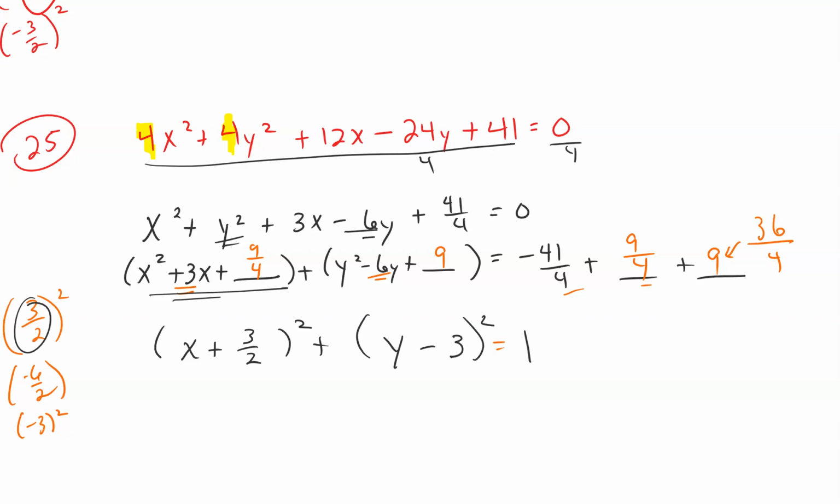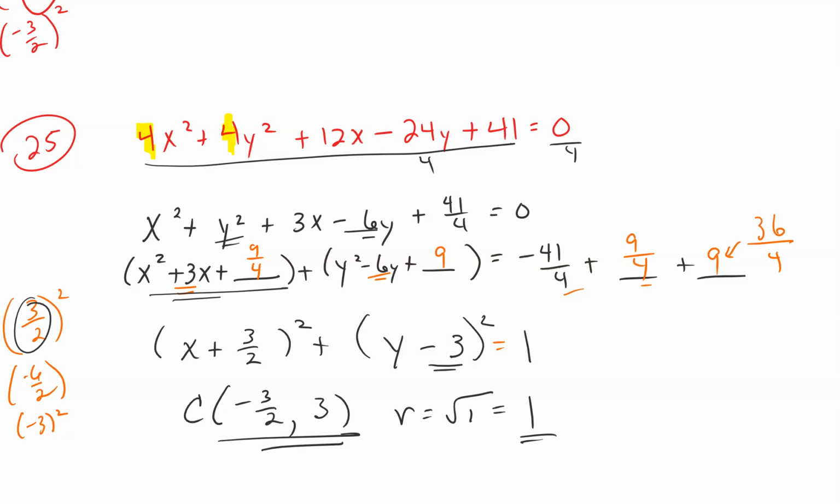So my friends, what is going to be the center of our circle? Well, our center is going to end up being a negative 3 halves and a positive 3, because remember they come out the opposite. And our radius of square root of 1 is 1. So we get our center and our radius right here. So yeah, you have to do this process, but it doesn't mean it is impossible.